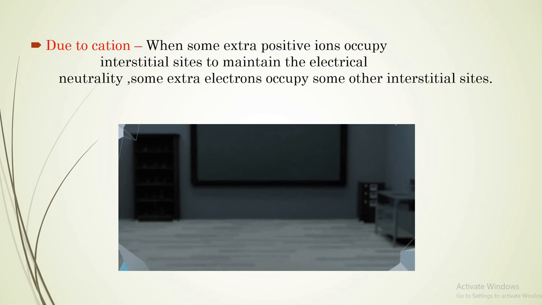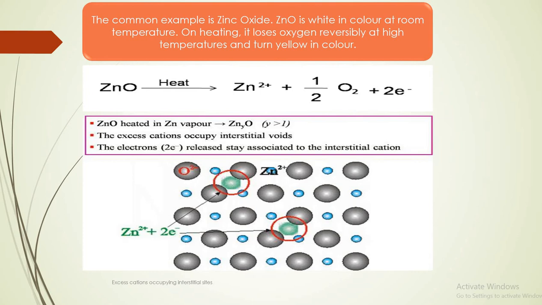Let us see the common example, which is zinc oxide. Zinc oxide is white in color at room temperature. On heating, it loses oxygen reversibly at high temperature and turns yellow in color. Zinc oxide is heated in zinc vapor, and on heating, Zn2+ ions occupy the interstitial sites along with the 2 electrons, and it turns yellow in color.